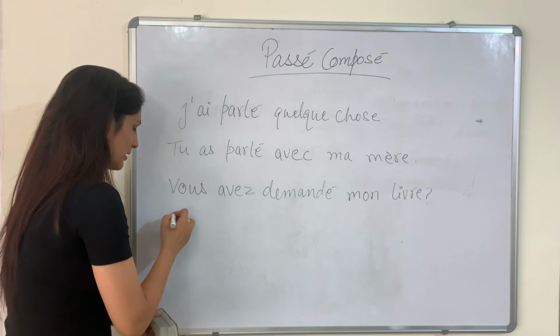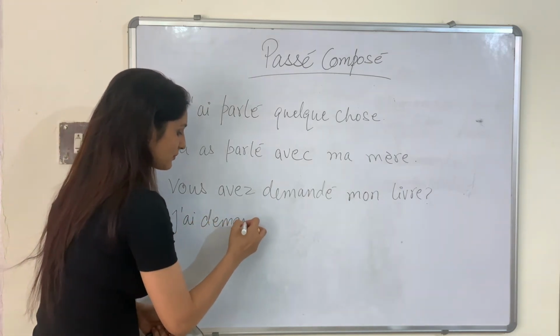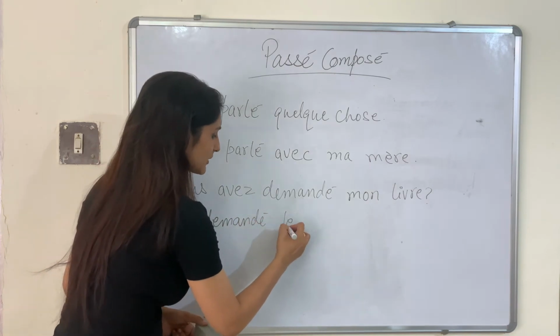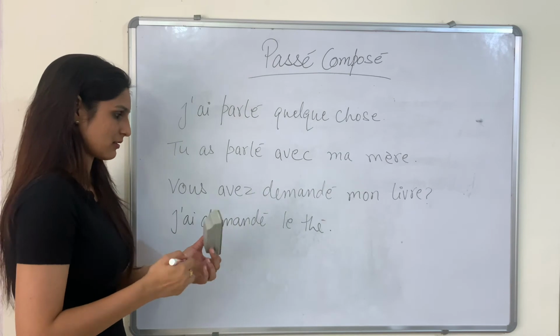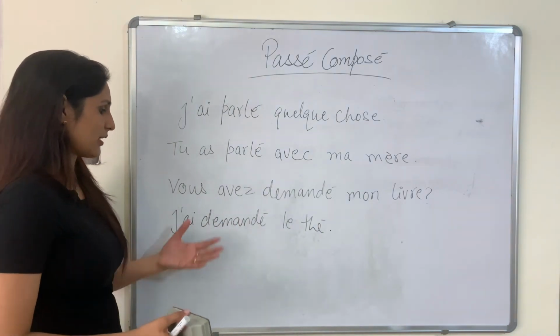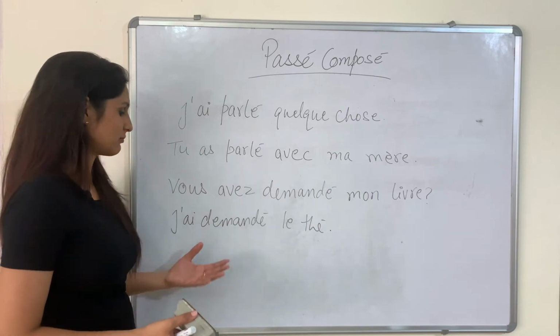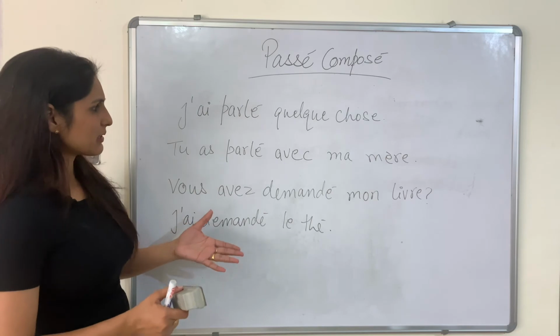Okay. J'ai demandé le thé. I asked for the tea. J'ai demandé le thé. Okay, that you could do in the hotel. J'ai demandé le thé. Okay, so these are very simple sentences.